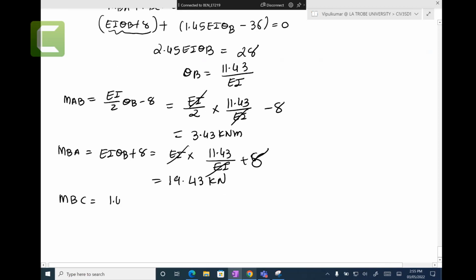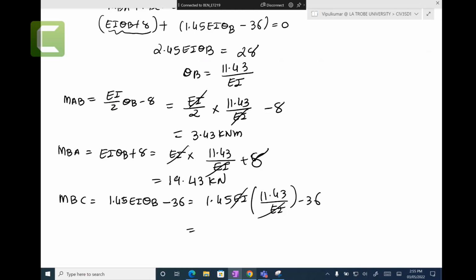MBC equals 1.45 EI theta B minus 36. 11.43 EI minus 36, which is minus 19.43 kilonewton meters. Quick check. This one and this one are matching. Numbers are the same, but they are inverse. Okay, so that's the answer for these end moments.